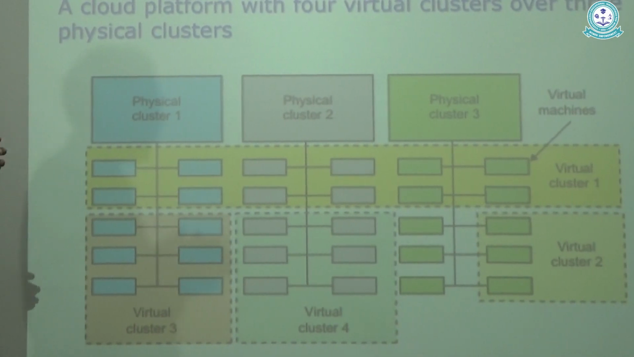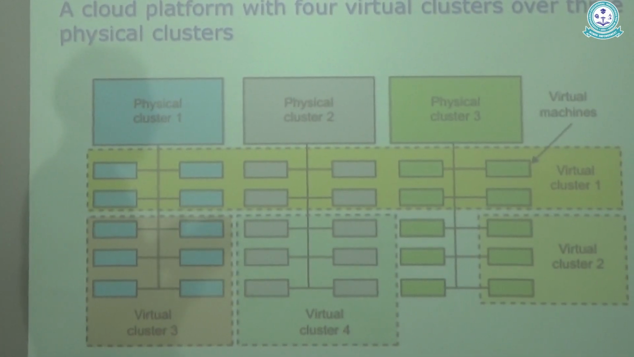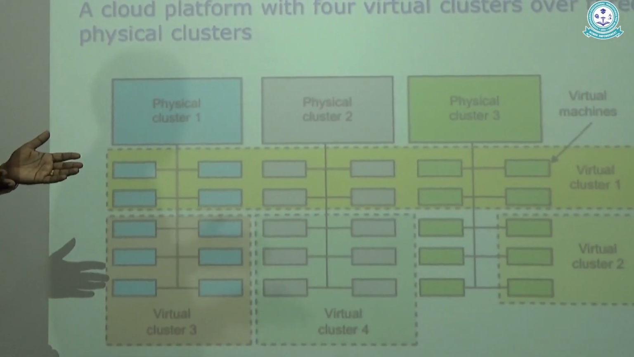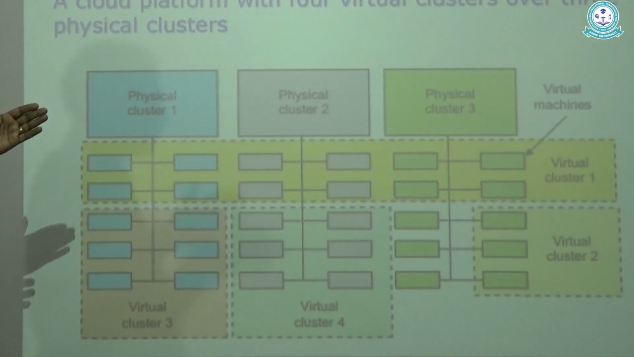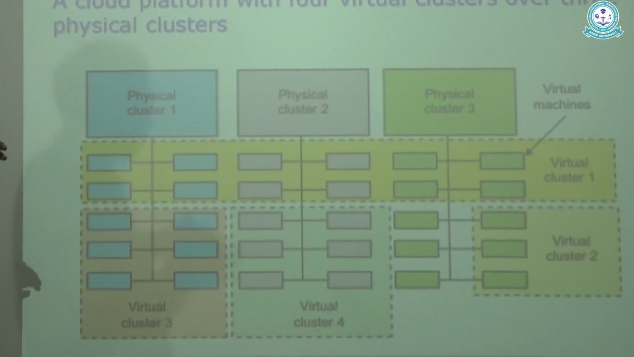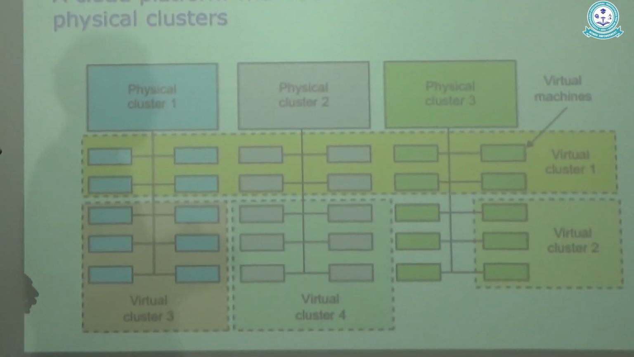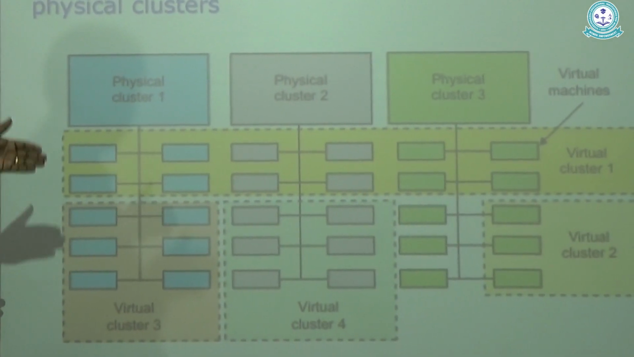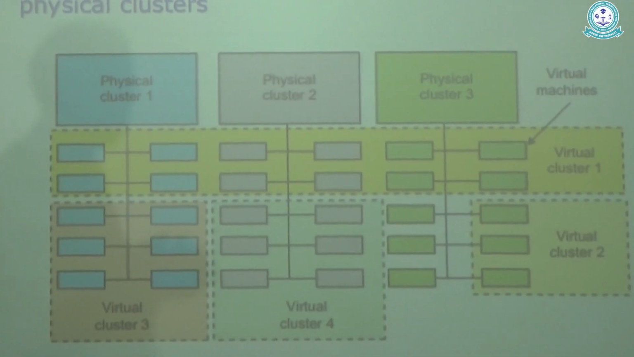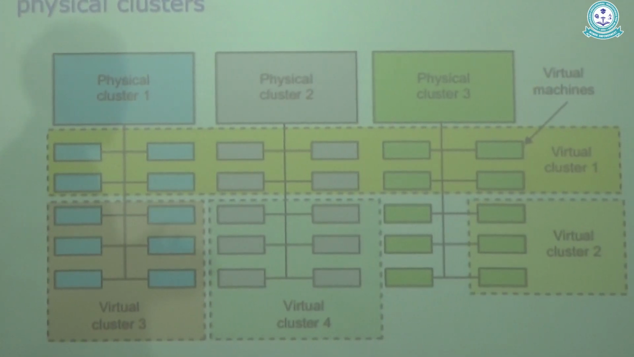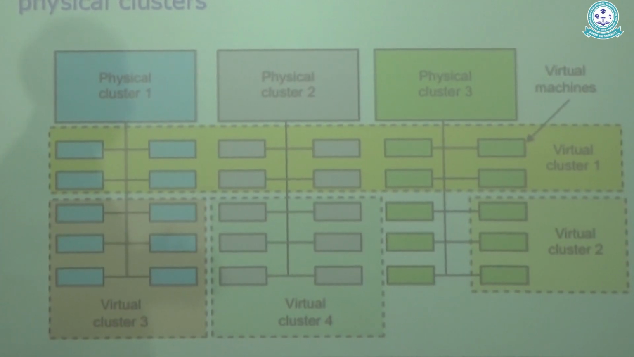What is a virtual cluster? A physical cluster may contain a combination of physical machines as well as virtual machines, whereas a virtual cluster is a collection of virtual machines. These virtual machines are logically interconnected by means of a logical network. In this example, we have four virtual clusters: virtual cluster 1, virtual cluster 2, virtual cluster 3 and virtual cluster 4.